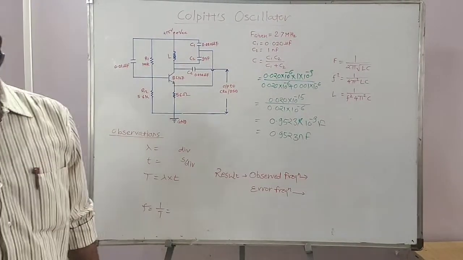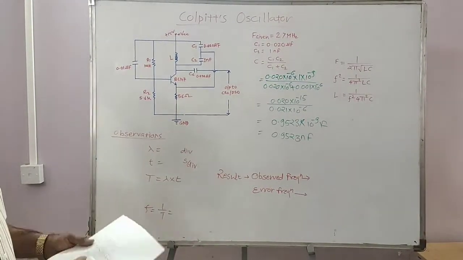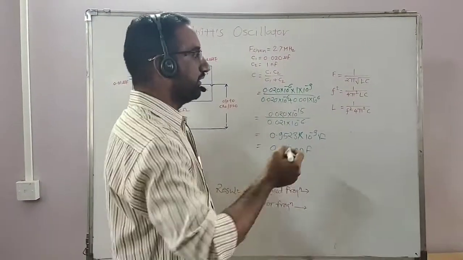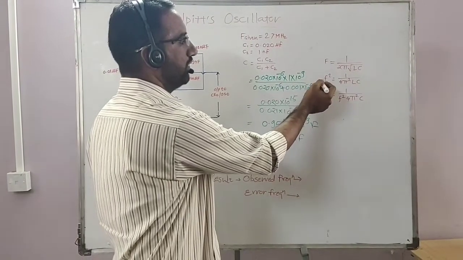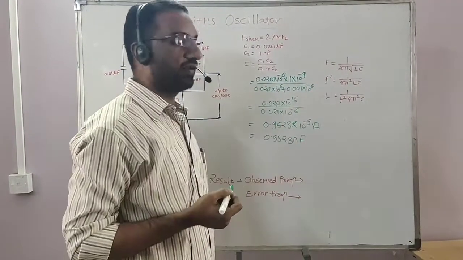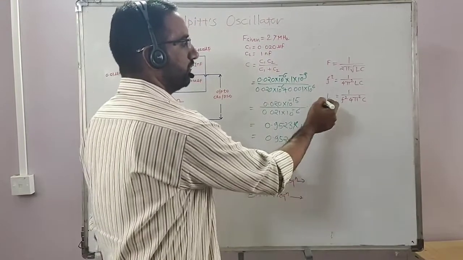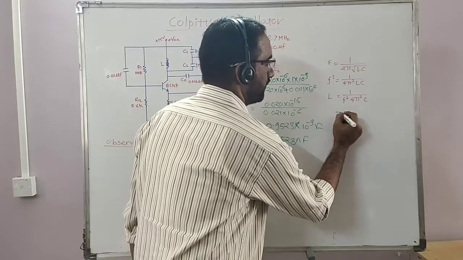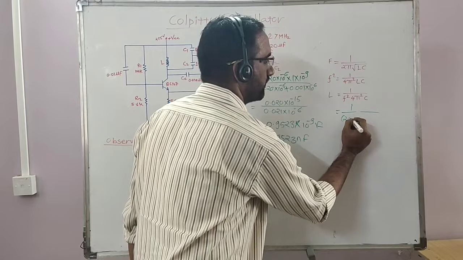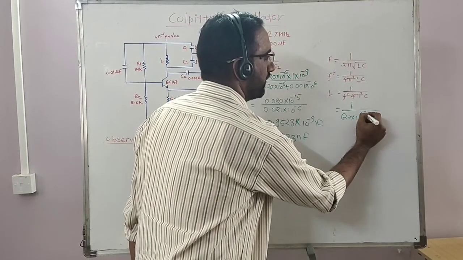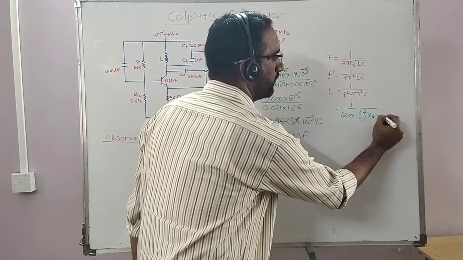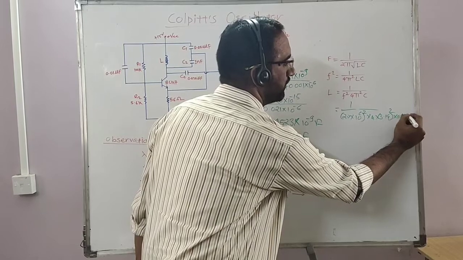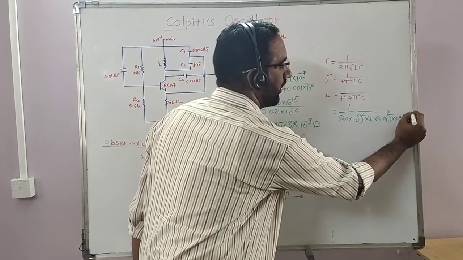Now with the help of the equivalent capacitance we can calculate the inductor. How can we calculate this inductor? With the help of this formula, F is equal to 1 upon 2 pi root LC. Take the square of this equation on both sides. F square is equal to 1 upon 4 pi square L into C. So L is equal to 1 upon F square 4 pi square C. Now put the value of F, the given frequency 2.7 megahertz, that is 2.7 into 10 raised to 6, bracket square, into 4 into 3.14 square, into the value of C, 0.9523 into 10 raised to minus 9.